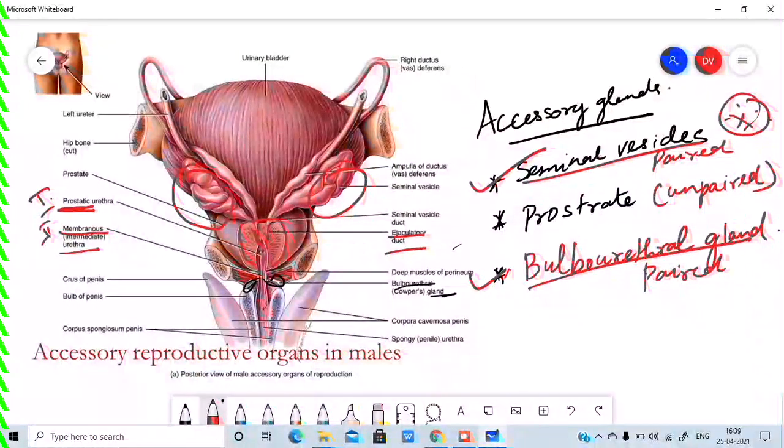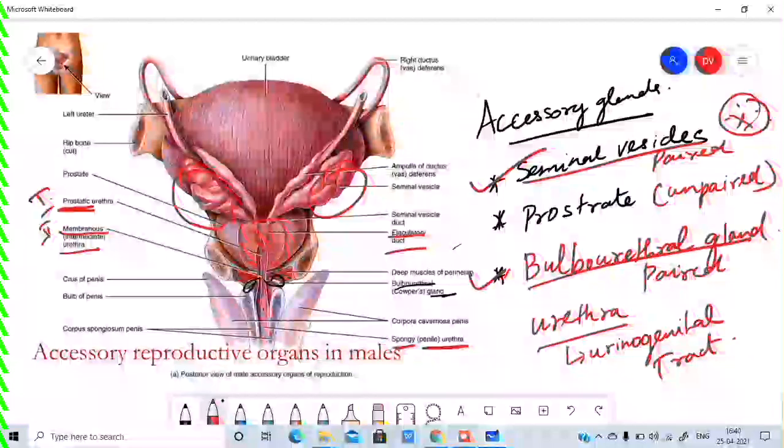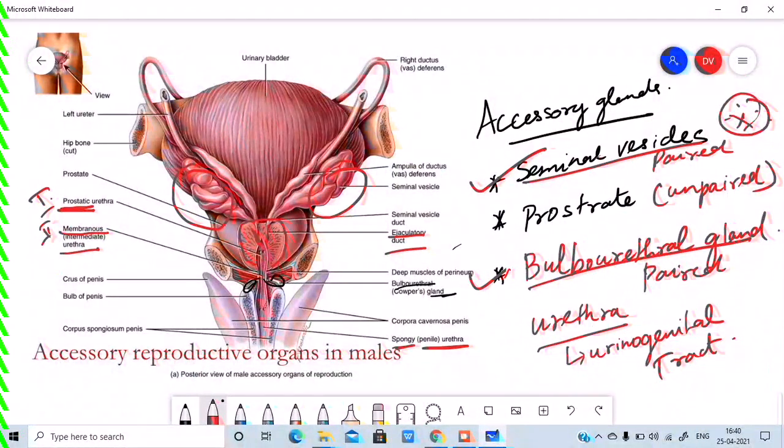Second one is the membranous urethra, which is the intermediate, the central part. And then at the end you have the penile urethra, which is otherwise known as spongy urethra. These are the three sections of the urethra. You can also call the urethra the urinogenital tract. Both mean the same. So this is a long tract in male, but it is very short in case of female. So here it is very long and you have these three sections.